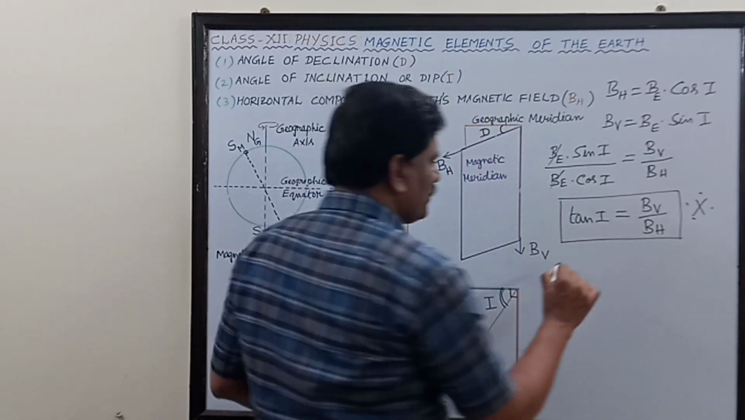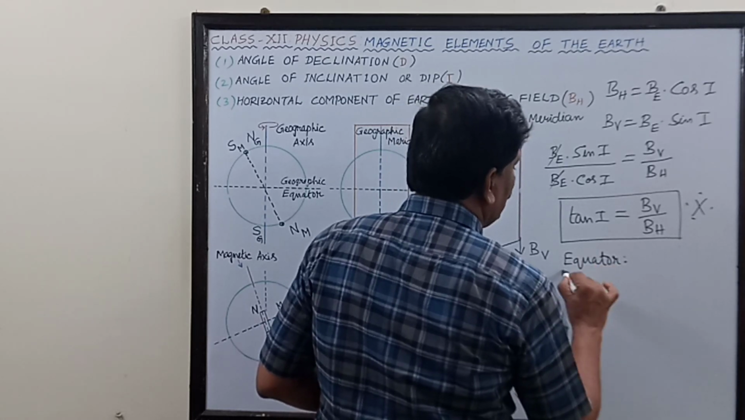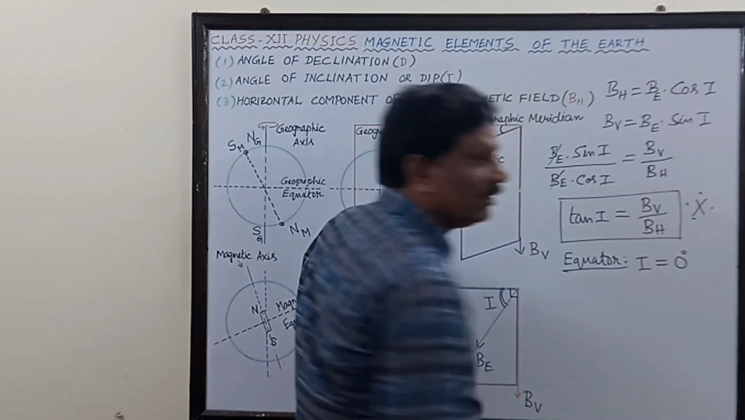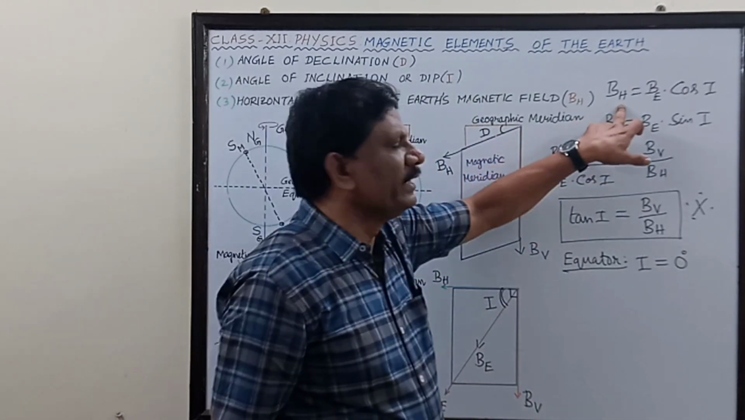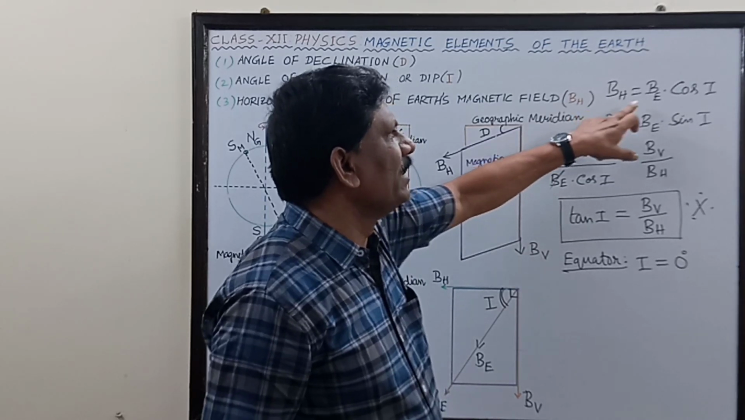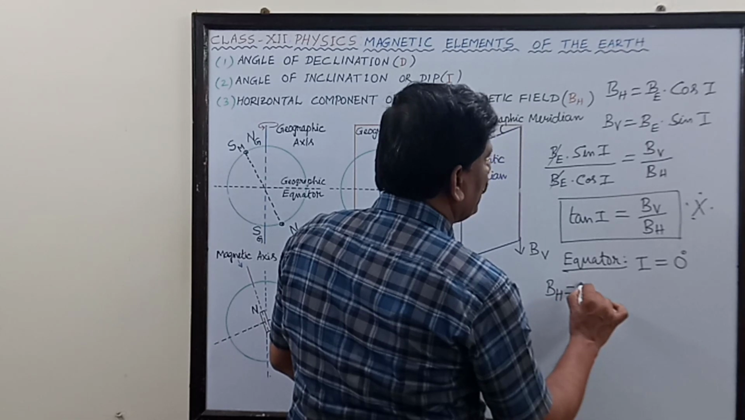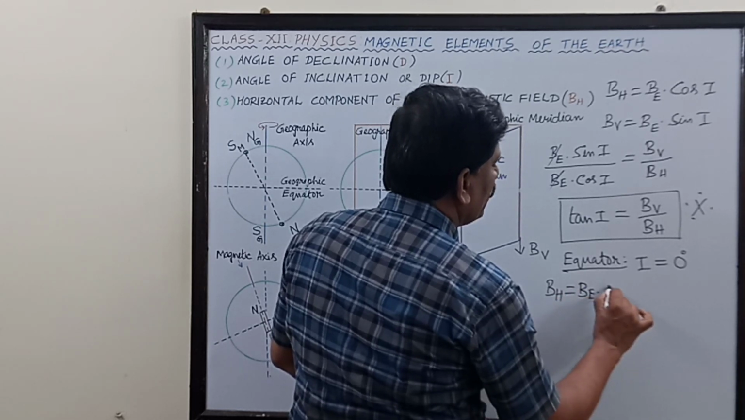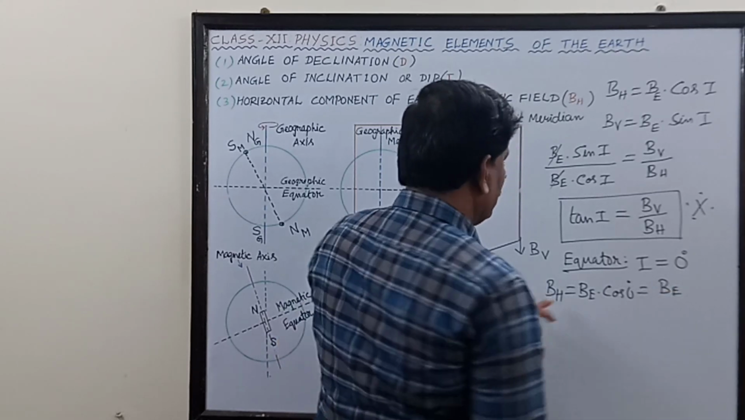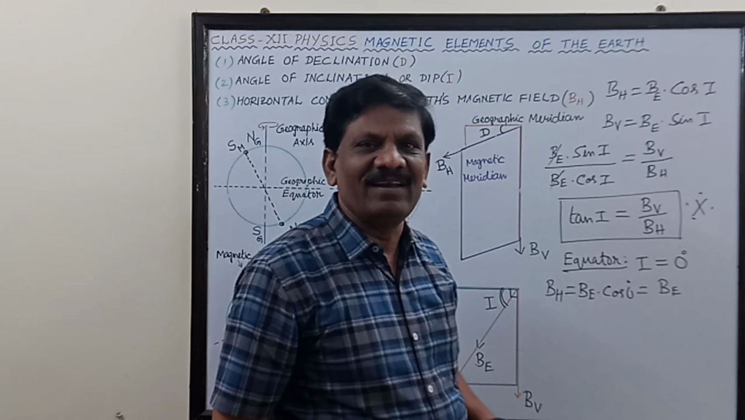Okay, now special cases, let us take the equator. At the equator, the angle of dip I is equal to 0. Now substitute in these two equations. What will be BH then? BH is equal to BE into cos 0. So this B horizontal is equal to BE into cos of 0. Cos 0 is equal to 1. Therefore, the horizontal component will be equal to the total magnetic field of the earth itself.